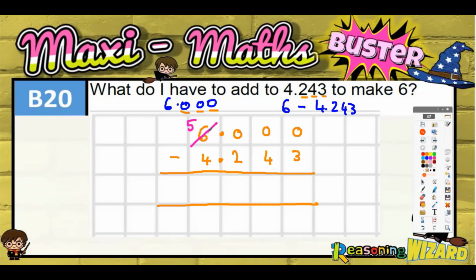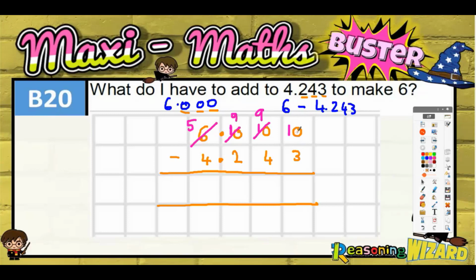And then the one you borrowed goes to the next column to make this into 10. However, you still can't do this 0 take away 3. So you borrow from the 10, and that becomes 9. And the one you borrowed makes this 0 into 10. But you still can't do 0 take away 3. So you borrow from the 10 again and call that 9 again. And the one you borrowed makes this 0 into 10.